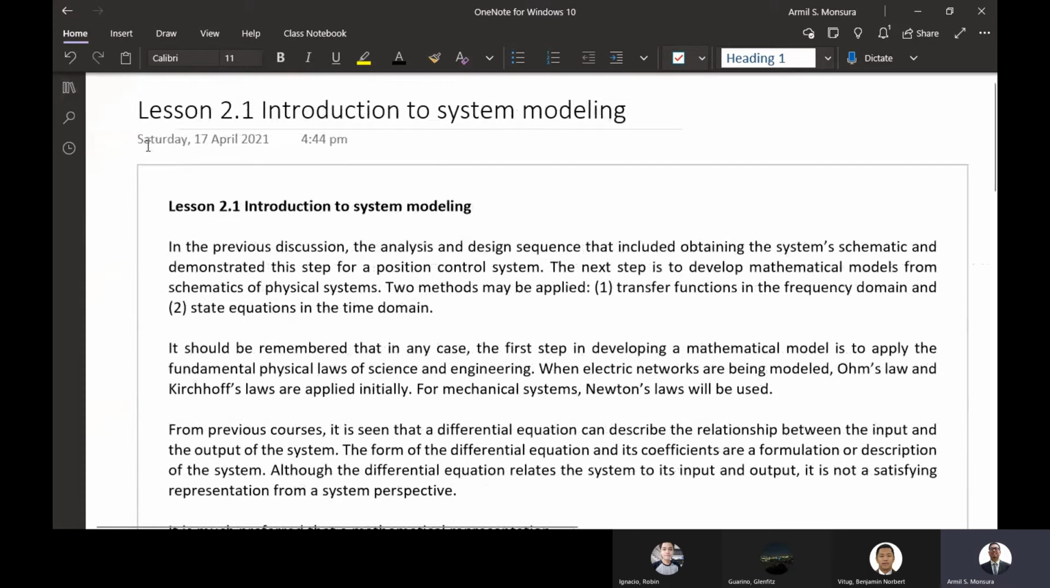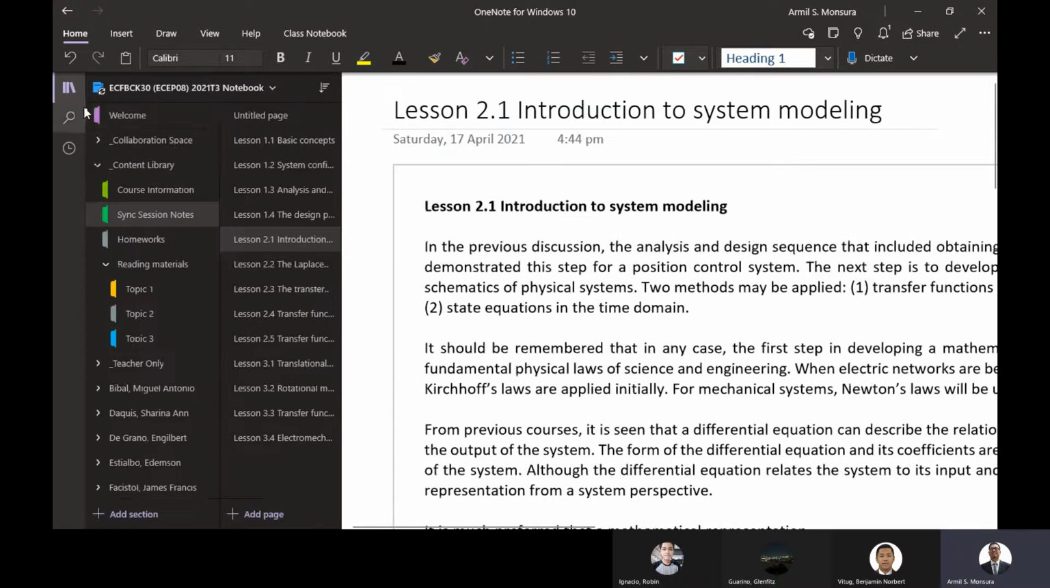Although since ilang weeks tayong hindi nagkita, I am expecting, and these materials naman have been made available to you early on, I am still expecting that you have read most of the materials here, okay, and have an idea of the things na i-discuss natin in the next few hours.